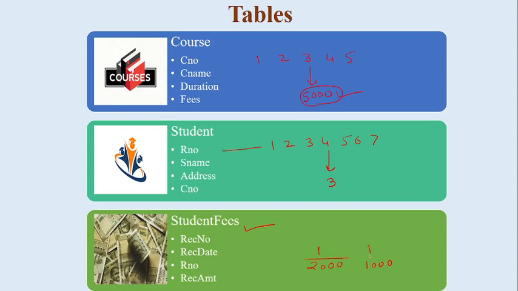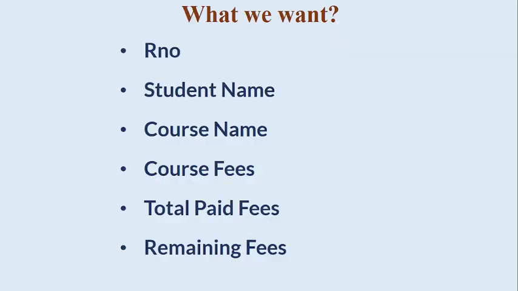So total fees paid by roll number 4 is 3,000 and his course fees is 5,000. Then we want to display remaining fees as 2,000. So this is what we want to do. So this total paid fees is nothing but sum of fees paid. And then course fees minus paid fees will be the remaining fees.